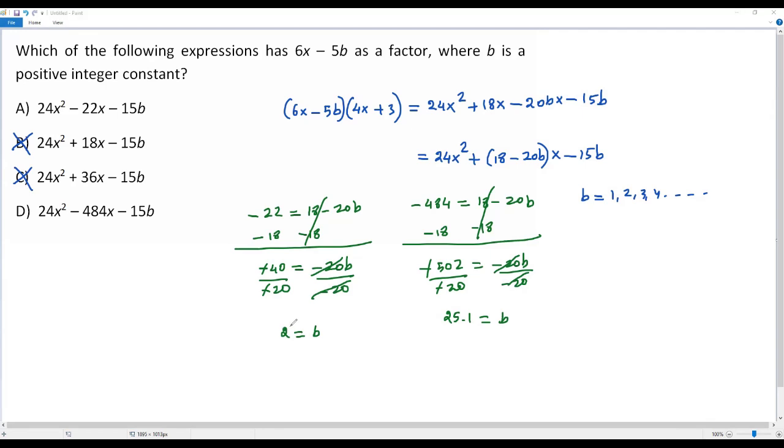In both the equations, I am getting a positive value for b, but only in the first equation do I get an integer constant, that is a positive integer constant, for b. When I consider negative 22 as the coefficient of x in place of 18 negative 20b, I am getting a positive integer constant for b. So answer choice D is incorrect. The correct answer choice for this question is A.